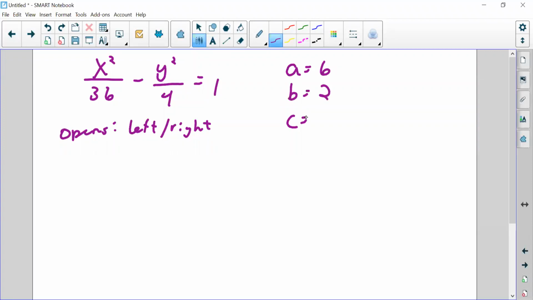What is C? The square root of 40. Remember, for C you add A squared and B squared together. So I get 36 plus 4, that gives me 40, and then I take the square root. So C is going to be the square root of 40, which is approximately 6.32. Okay, so that's my important information. All right, now let's start figuring in some information. Where is the center of this hyperbola? 0, 0.